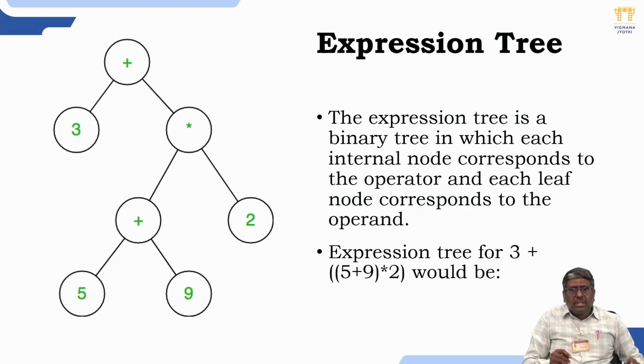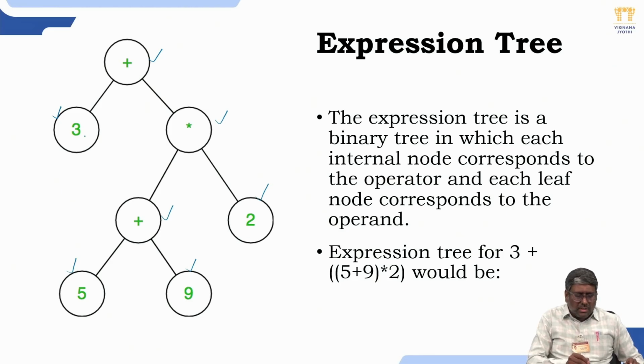Now we have the expression tree. In the expression tree, these are the intermediate nodes. The intermediate nodes are used to represent the operators, and the leaf nodes, meaning the nodes which do not have any children, are used to represent the operands.